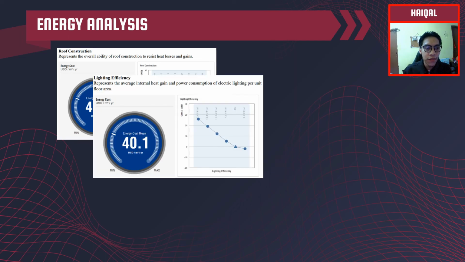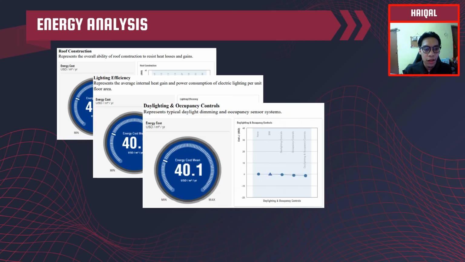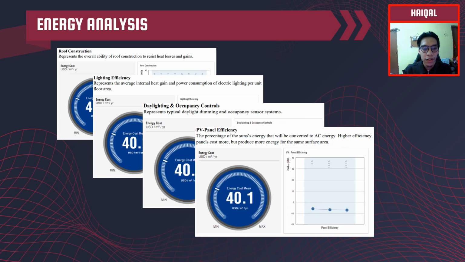Moreover, the lighting efficiency, which represents the average internal heat gain and power consumption of electric lighting per unit floor area. And then the lighting and occupancy control. It represents the typical daylight, dimming and occupancy sensor system. And lastly, the PV panel efficiency, which is the percentage of the sun energy that will be converted to AC energy. Higher efficiency panels cost more, but produce more energy for the same surface area.